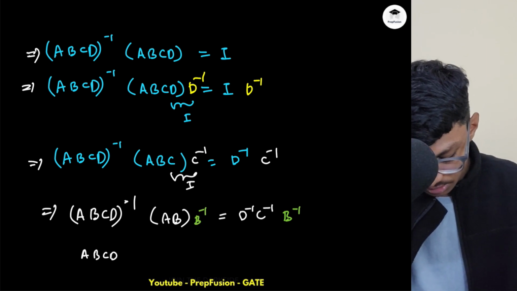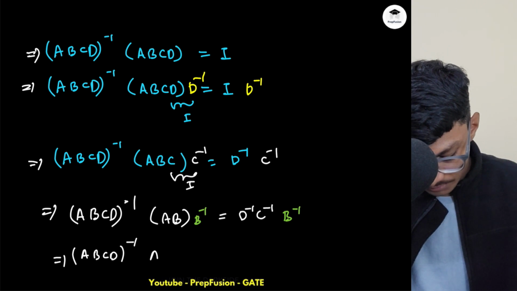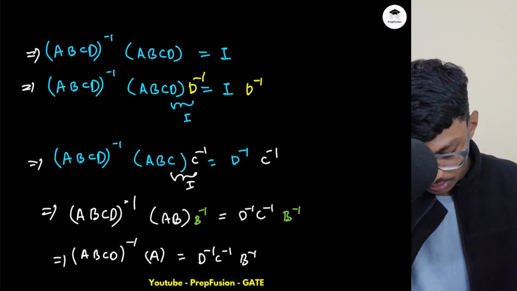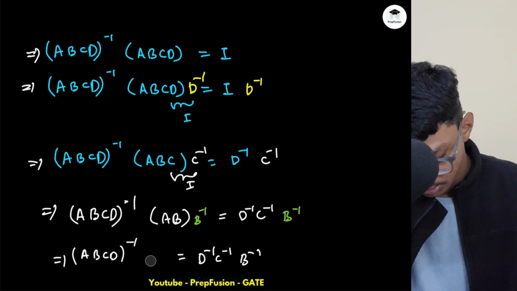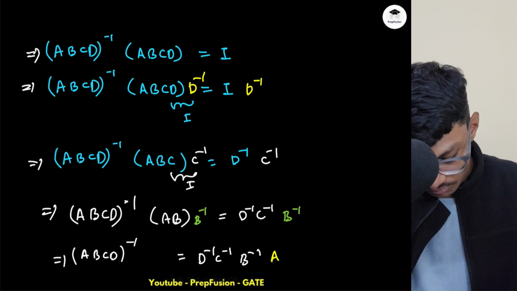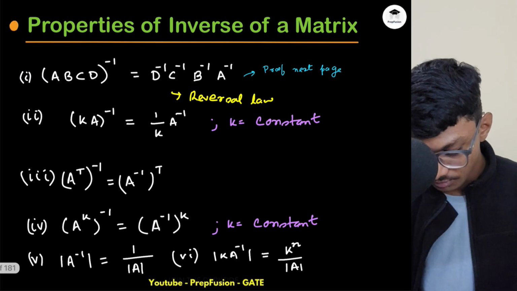This will be ABCD whole inverse, and this will be A only. This will be D inverse, C inverse, B inverse, and now I will multiply with A inverse. So this will become A inverse, and hence proved. Okay, so this is the reversal law.